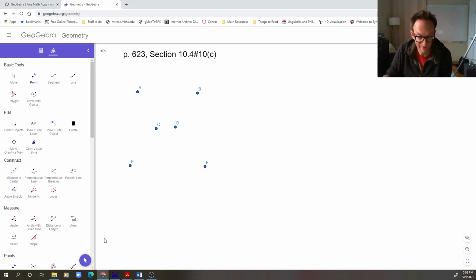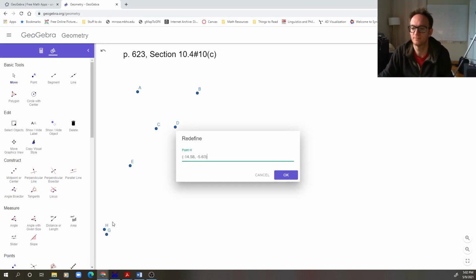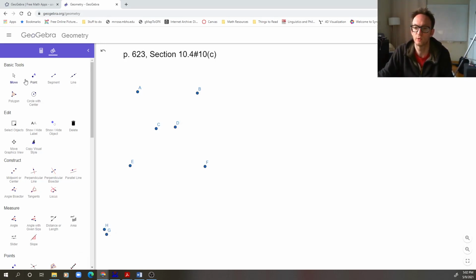The second graph uses vertices U, V, W, X, Y, and Z. So I want U to be my next point. I'm just going to burn through some points until I get to U. So S, T. Yeah, look at that. And now U, V, W, X, Y, Z.